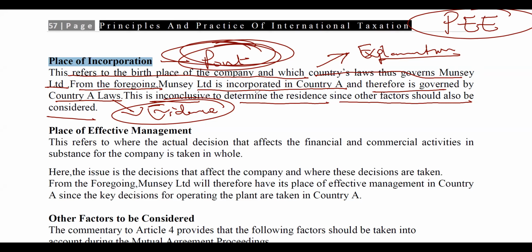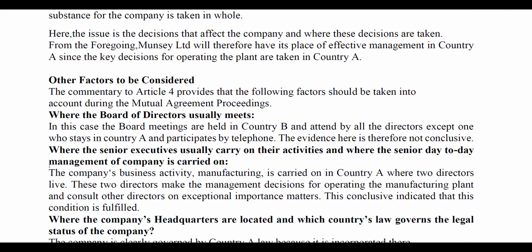Then I came to place of effective management. I gave the point, then I gave the explanation. This refers to where the actual decisions that affect the financial and commercial activities in substance for the company are taken as a whole. The issue is the decisions that affect the company and where they are taken. So I said from the foregoing, Mansell Limited will therefore have its place of effective management in country A, since the key decisions for operating the plant are taken in country A. Does that make sense? Then I go forward.